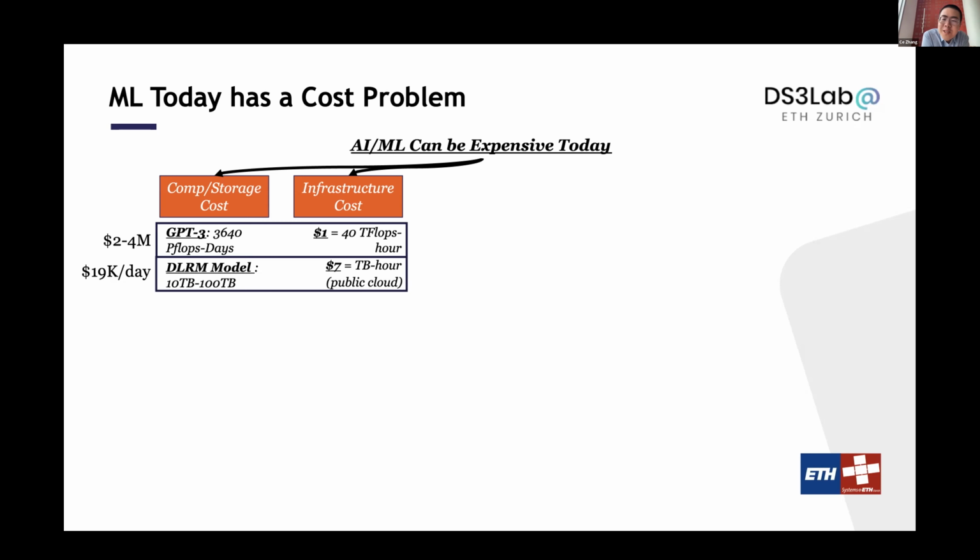And this is just for a single model, right? If you look at the development cost, it's actually not getting cheaper. A single data scientist costs you more than $100,000 per year.